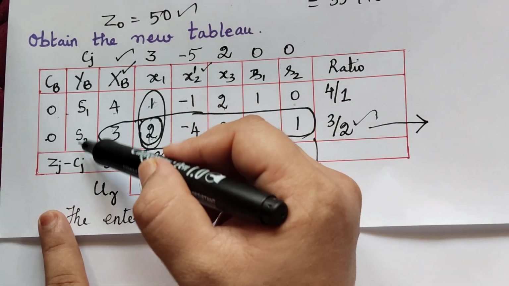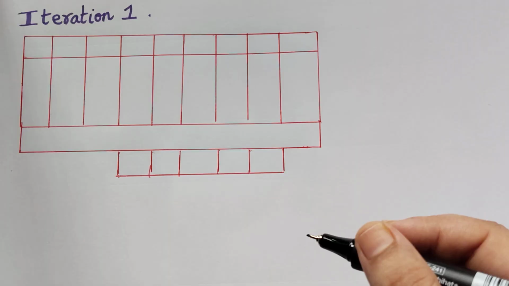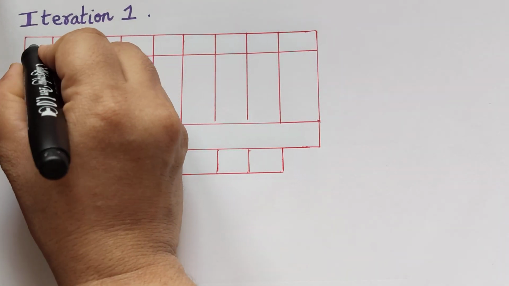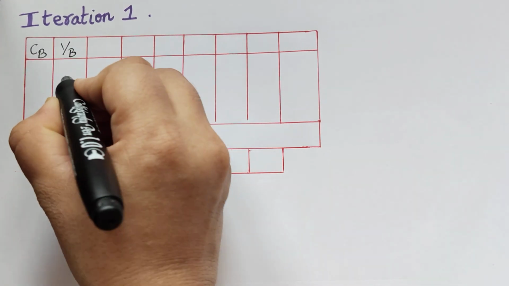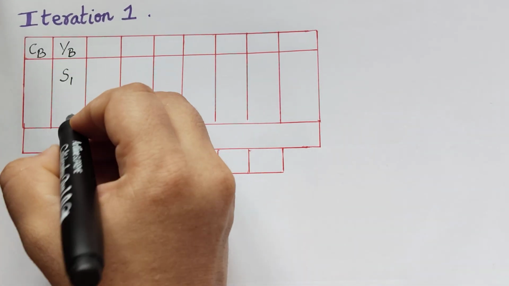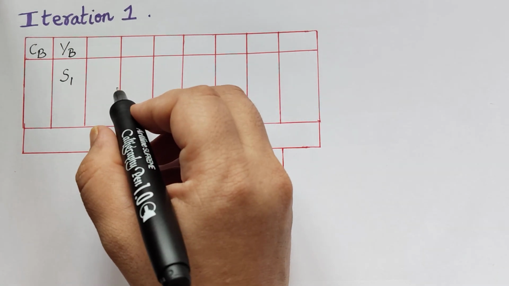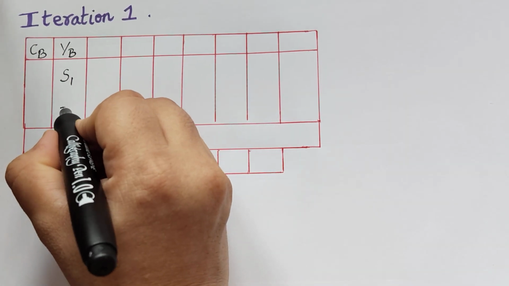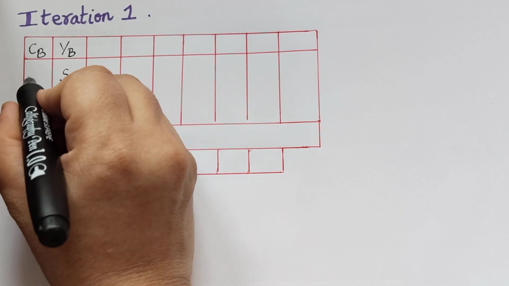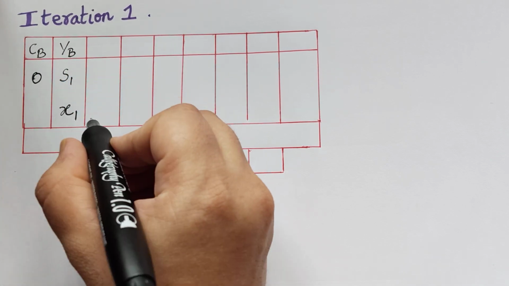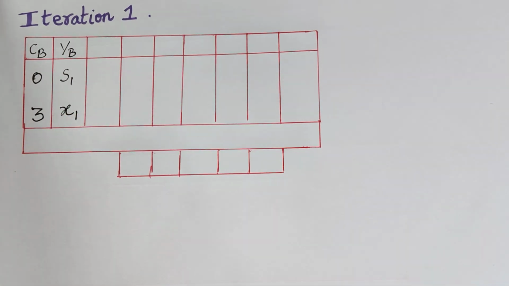So first we will change the basic variables that we have here. So I have written iteration 1 here. First will be CB, and first we will write YB, that is S1 remains the same. Now the leaving variable is S2, and what has entered? Entering variable is X1. So we have to replace S2 by X1. And what is the cost of S1 in the objective function? 0 only. Whereas the cost of X1 in the objective function is 3. So that we have to replace.